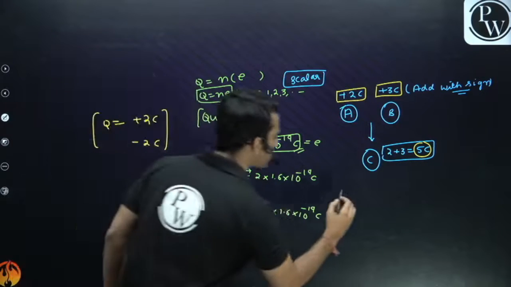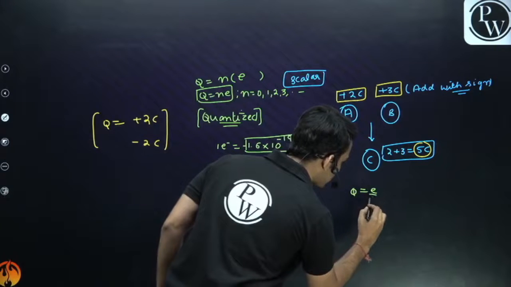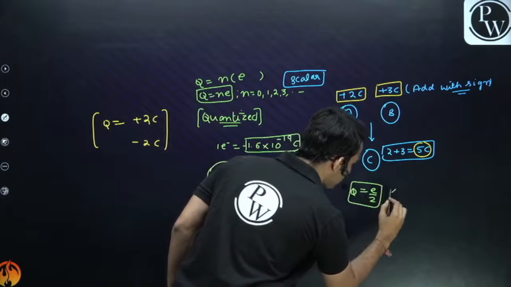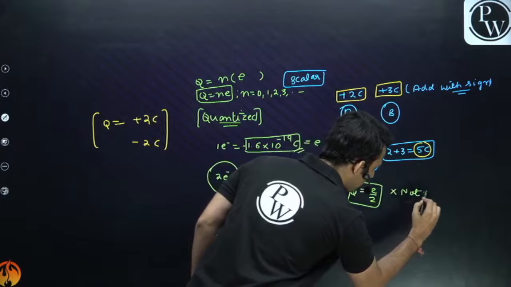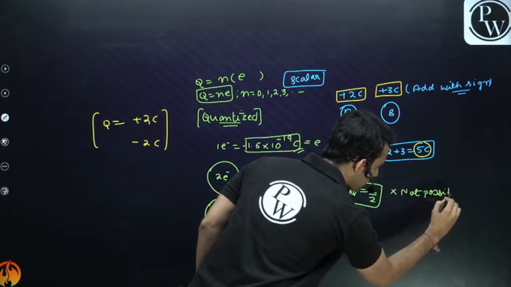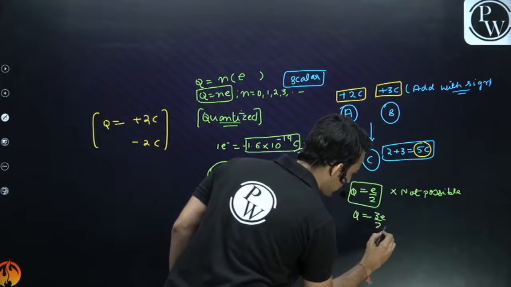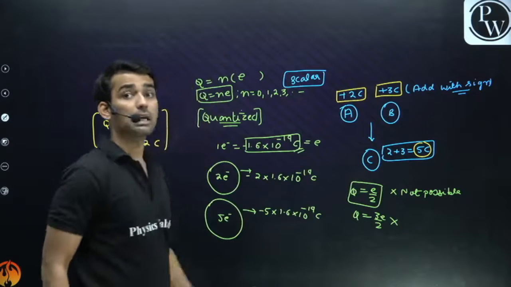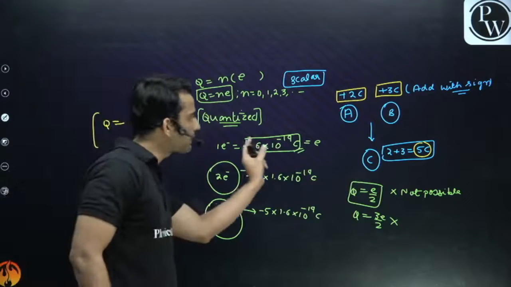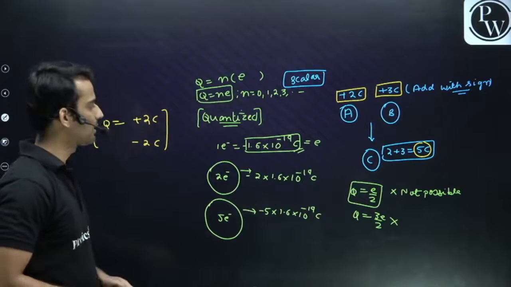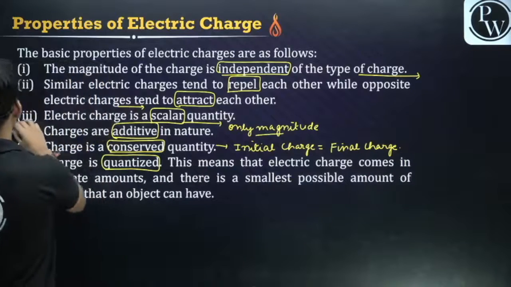It's not like you can say the charge on a body is e by 2. It is not possible. Charge on any body cannot be a fraction of e. If I say charge is 3e by 2, also not possible. Charge is quantized. It can only have certain values. Okay. So this is the meaning of quantized. Are you getting it now?